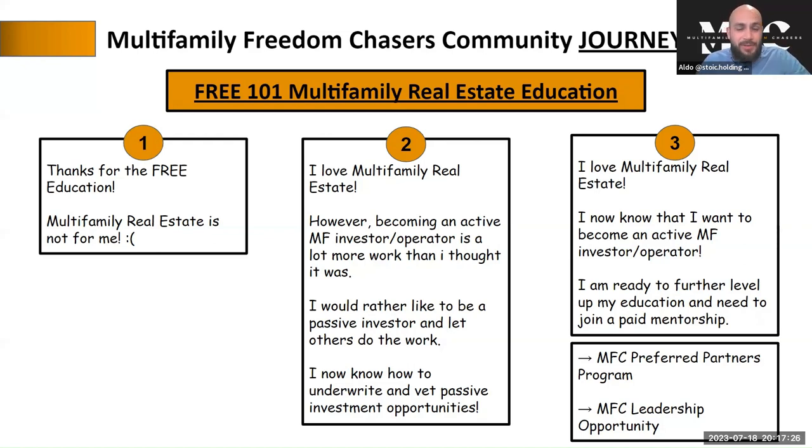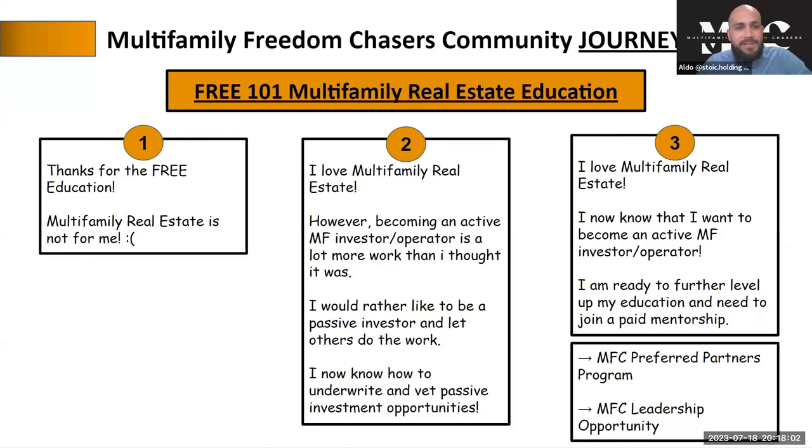The second stage or the second group is, I love multifamily real estate. It's awesome. It's great. I love all this free education. And the only thing is that I don't want to become an active investor. I don't want to become an operator. It's a lot of work. I don't want to do it. So what I want to do is, I've got some cash, or I know some people with cash, and I'll invest it passively into your deal. Well, great. Welcome. We need money, right? We all need a little bit of money. And if you have it, let's put it to work together.